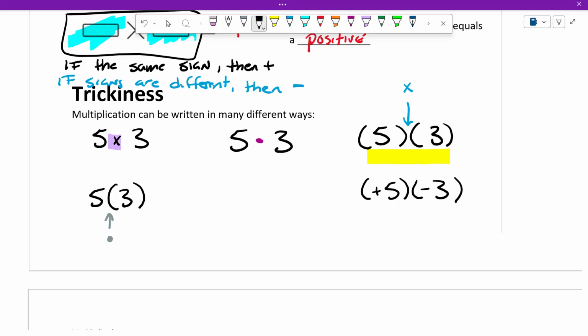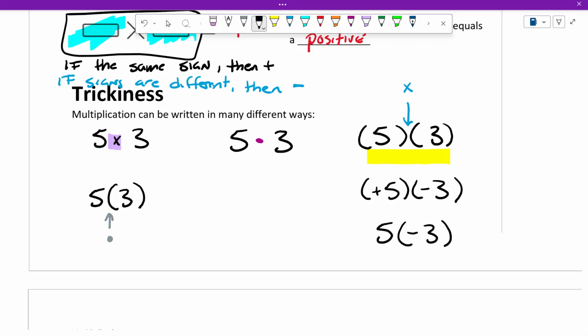Right? Seeing stuff like this is what can cause the most frustration. Eventually you'll get used to it, and we'll do simplified versions of these, right? But that's going to make this one a little bit harder. Or it could be like 5 times negative 3 like this. All right? Something like that. Okay? So something to get used to.